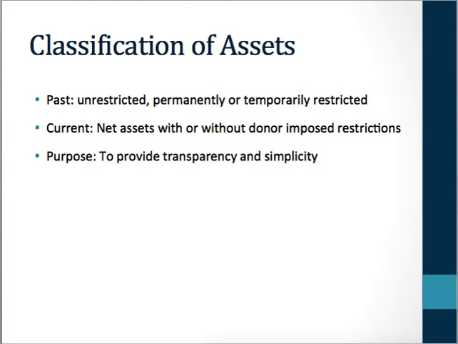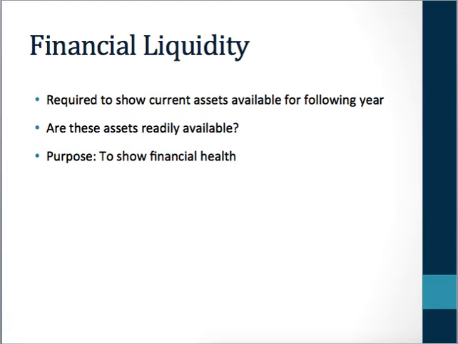So first, the classification of assets will change from unrestricted, permanently restricted, and temporarily restricted to simply net assets with donor-imposed restrictions and net assets without donor-imposed restrictions. The purpose of this is to provide simplicity and transparency for both external and internal users, and to make the balance sheet more understandable and easier to use.